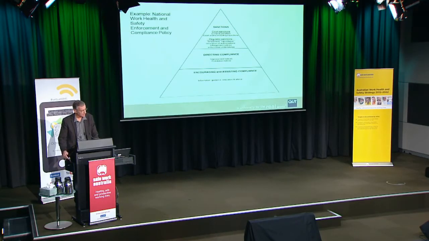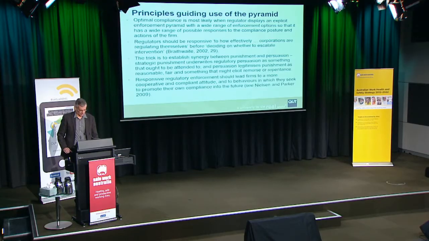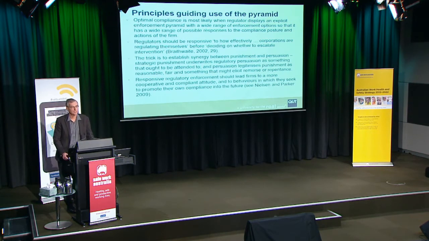The whole idea of the pyramid is that the regulator begins at the bottom, assuming cooperation, assuming virtue. But when this assumption is not met, or alternatively when the firm exploits this cooperative strategy, then the regulator escalates and adopts a stronger enforcement posture, first using measures like improvement and prohibition notices, but if that doesn't work, escalating to higher enforcement approaches. So what are the key principles guiding the use of the pyramid?